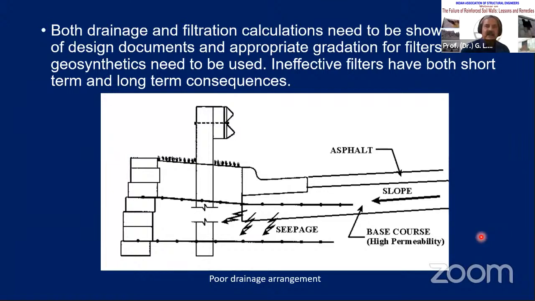So this is an example that is also given by the Federal Highway. In cases of poor drainage management, you have an RE wall, but you also have a hill slope, road construction, and then seepage. The pavement engineer does his job very nicely, but then an RE wall is constructed, and you may not have the same contractor most of the time, but that could lead to problems, right?